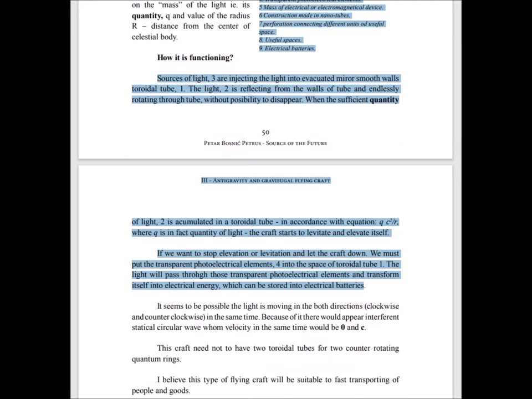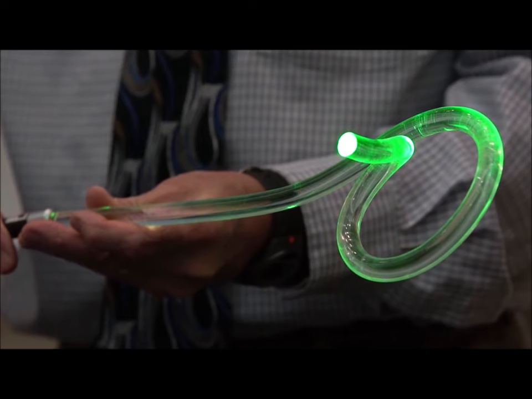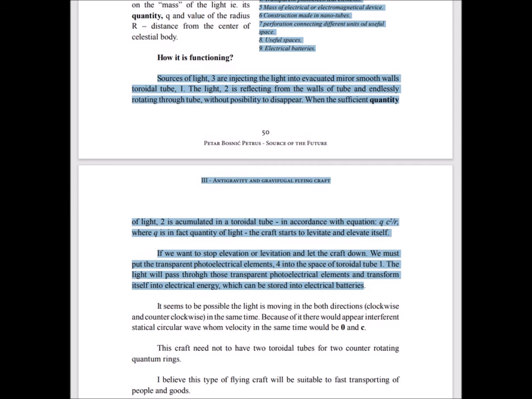The mechanism he proposes comprises the sources of light, which are directed into an evacuated toroidal tube with smooth reflective walls, much like those of a fiber optic cable. The light would travel endlessly through the tube at the speed of light without dissipation. And when sufficient light energy has been accumulated, the craft will levitate. In order to control the craft's ascent and descent, he suggests transparent photoelectric devices which will convert some of the light into electrical energy. Laser light would be the likely source for such an arrangement, just as it had been proposed for use with solar cells. Propulsion for the craft would be achieved with more conventional sources.